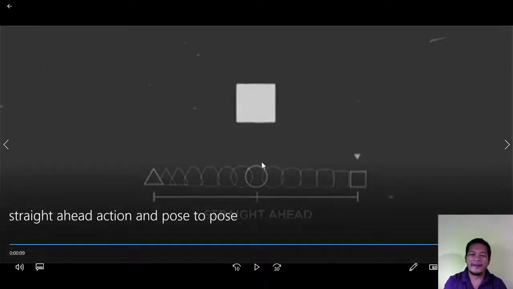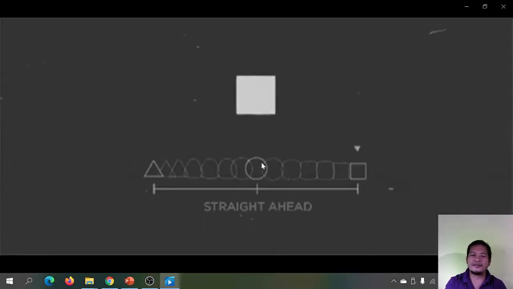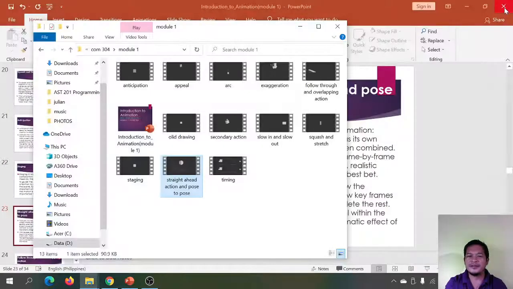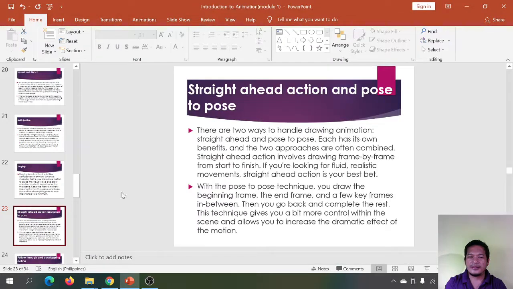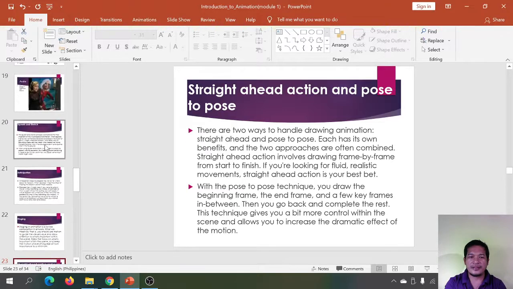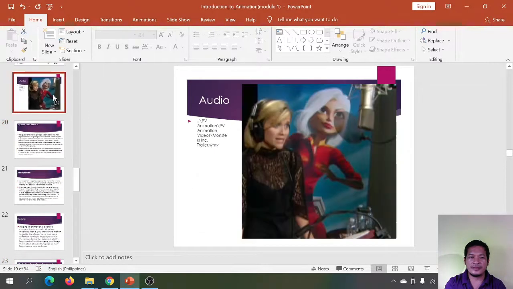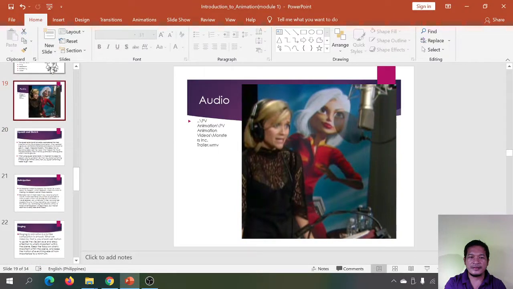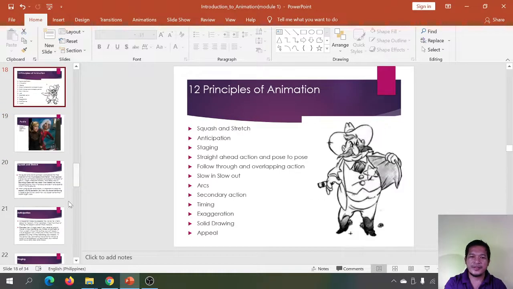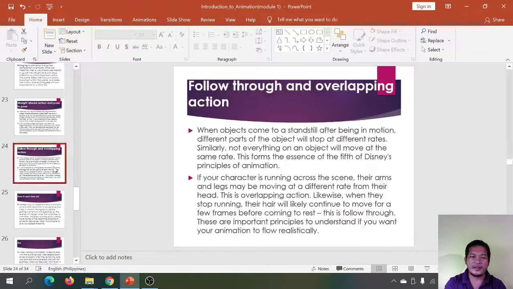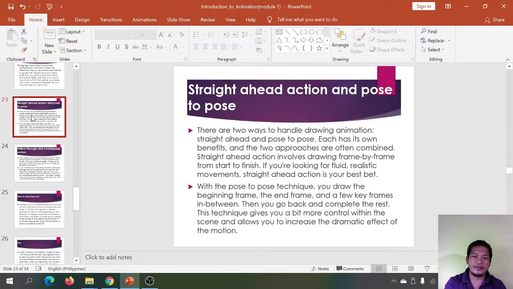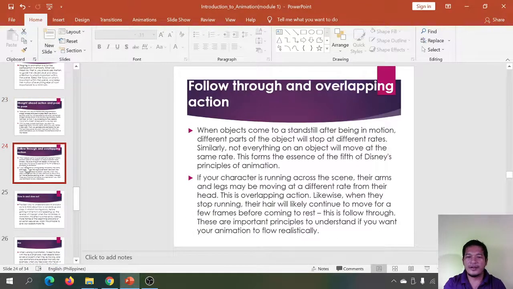Okay, so that is the animation principles. So straight ahead. Okay, the next is the follow through.